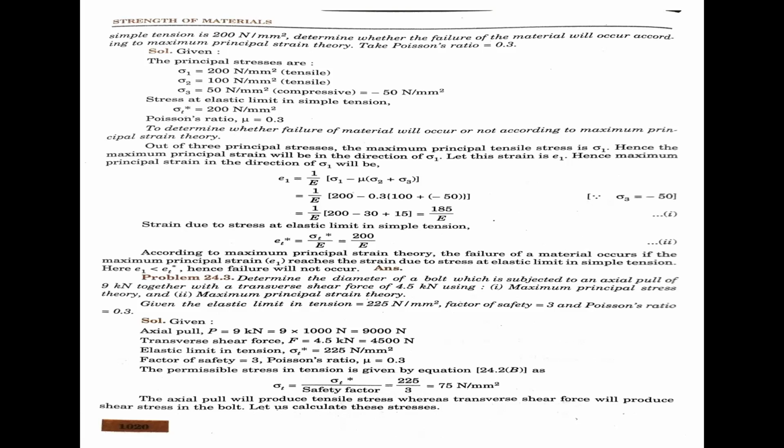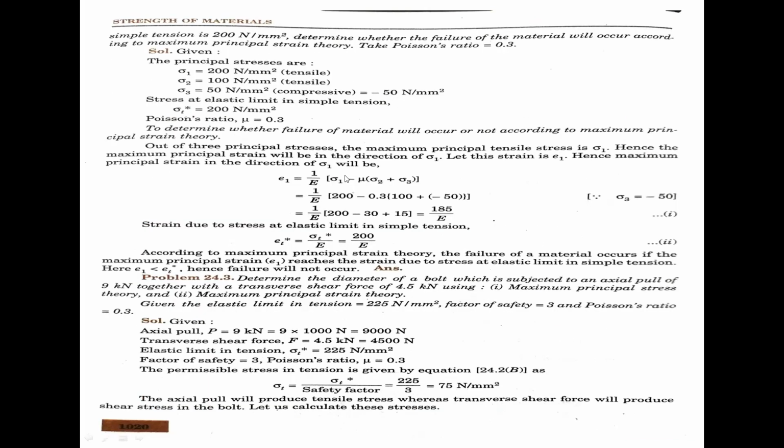The permissible stress in tension is given by equation 24.2b: sigma T equal to sigma T star divided by safety factor. Write the formula and calculate the sigma T value, 75 Newton per mm square. The axial pull will produce tensile stress, whereas the transverse shear force will produce shear stress in the bolt. Let us calculate these stresses.